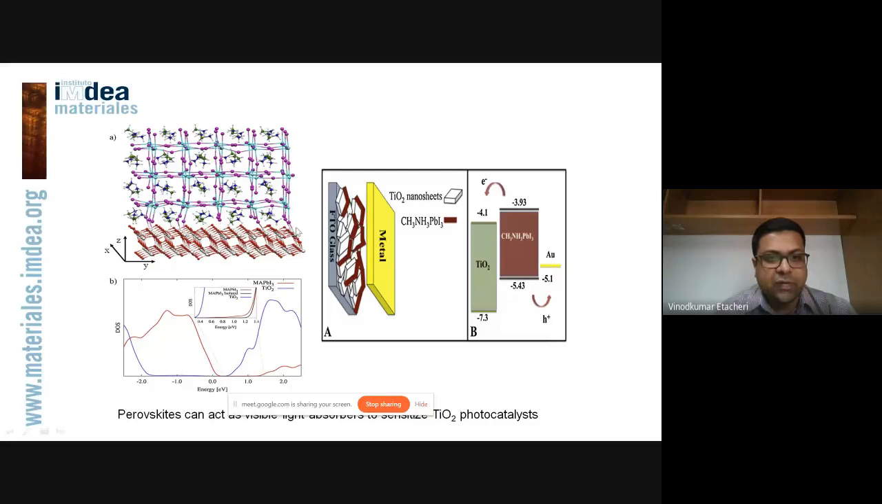So you can see the TiO2 interface and the perovskite interface. It depends on how the perovskites are attached to TiO2, and that can change the whole band gap structure. Here you can see the density of states with the TiO2 without perovskite and with perovskite. So it's possible to tune the visible light absorption and the efficiency of the solar cell by tuning the perovskites and the interface between the perovskites and TiO2. This is one of the most recent ongoing research in high efficiency solar cells.